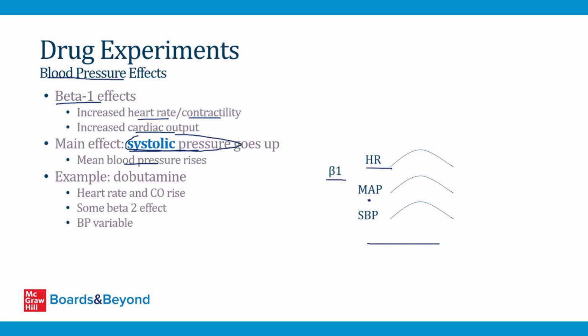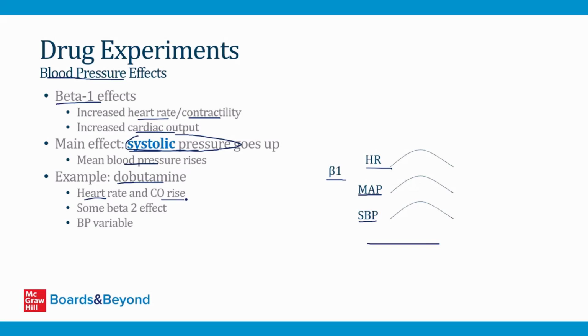The heart rate goes up, the mean arterial blood pressure goes up, and this is mostly driven by a rise in the systolic blood pressure. So the classic example of a drug that activates beta 1 receptors is dobutamine. Dobutamine activates beta receptors in the heart, it makes the heart rate go up and the cardiac output rise, and that's why this drug is useful in advanced heart failure.